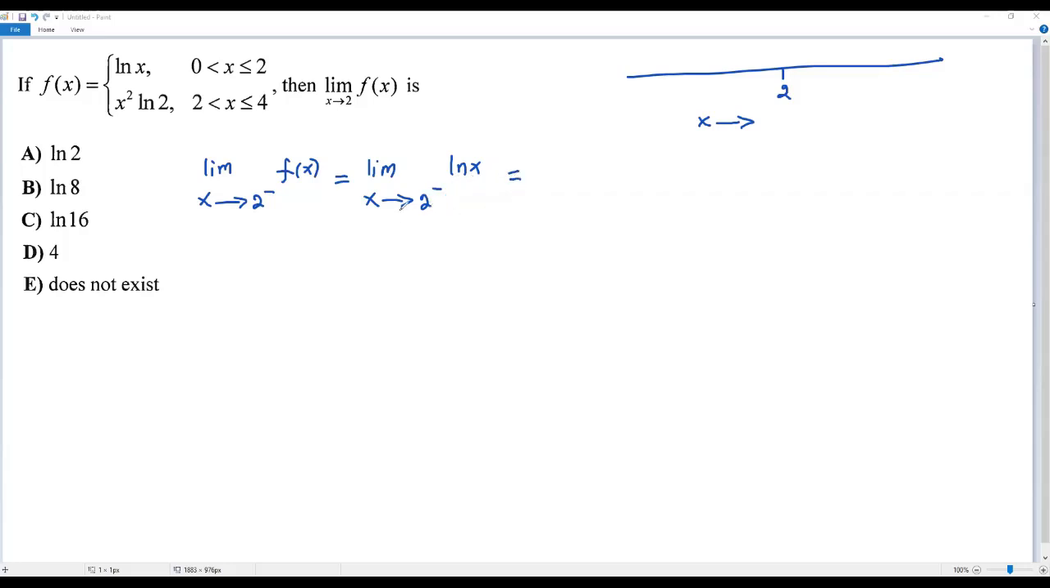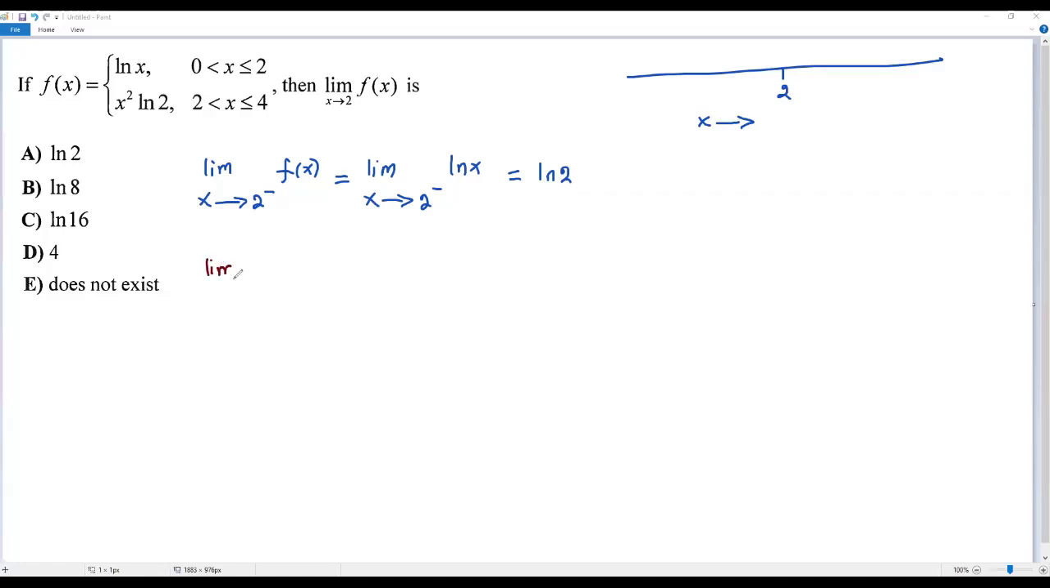Okay, now next step what we can do is plug in the given limit of x, 2, for the x over here. So when I do so, I'm getting ln 2. So now I have evaluated the left-sided limit as x approaches 2 for the given function f of x. It results in ln 2. Okay, now I have to evaluate the right-sided limit as x approaches 2 of f of x.